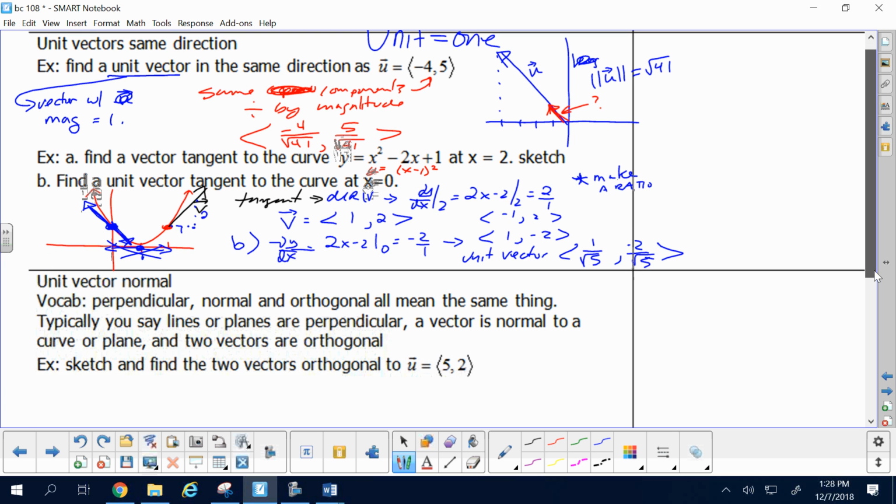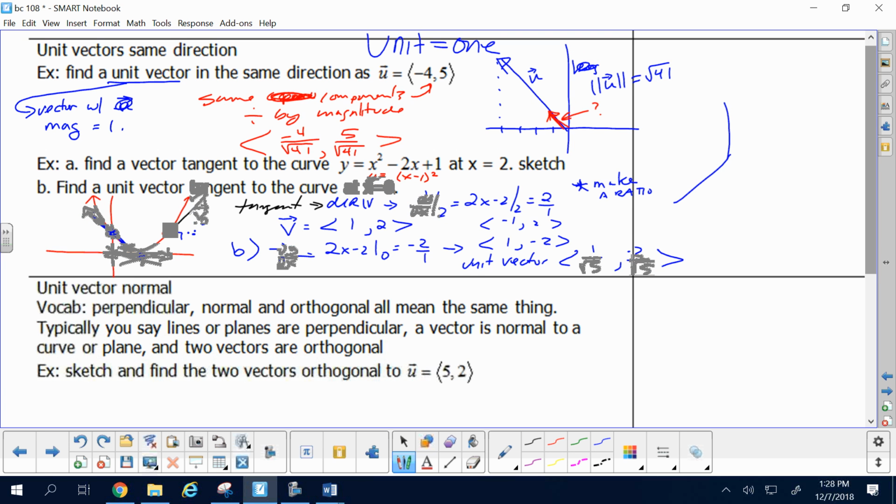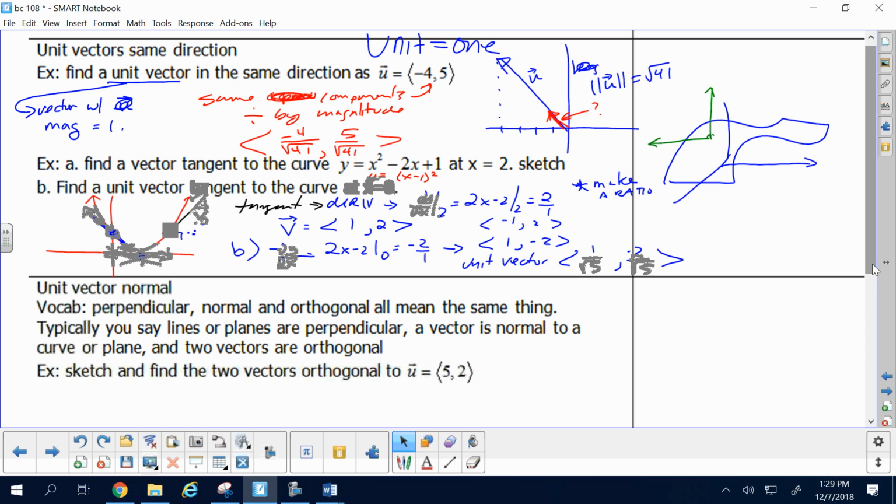Okay. In Calc 3, I'm not going to go into this, but you'll have sheets and stuff like this, and you'll have both vectors and planes tangent to the curve, all in good time, but that's in Calc 3.